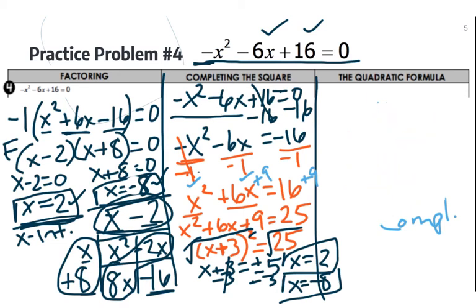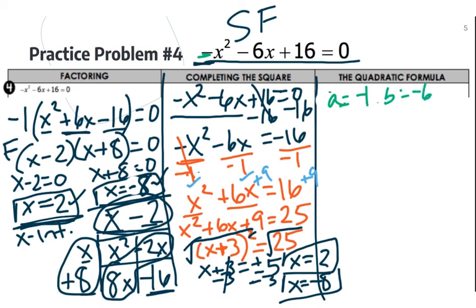All right, so now quadratic formula. Do I have standard form all on the same side? I sure do. So in quadratic formula, just like factoring, you've got to get everything to one side, right? So you've got to get it equal to 0 first. All right, now I know A is -1, because that's the coefficient of x squared. B is -6, and C is 16, the number by itself.